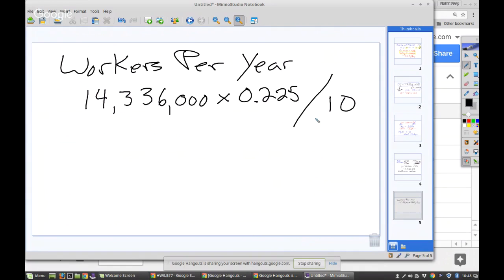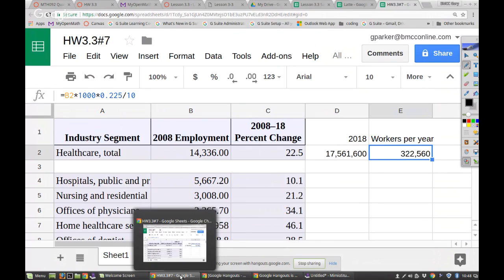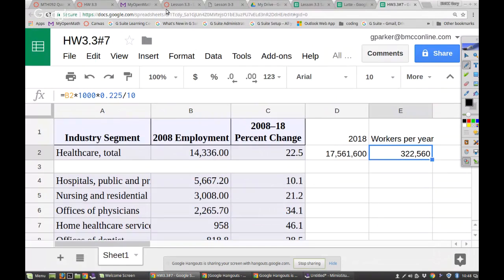So we take the increase in workers, which is that 22.5% of what we started with, and then I divide by 10 years, and that should be the 322,000 workers. So about 322,000. And again, that's workers per year. All right. So if you haven't filled that in, feel free to fill that into your homework. 322,560.